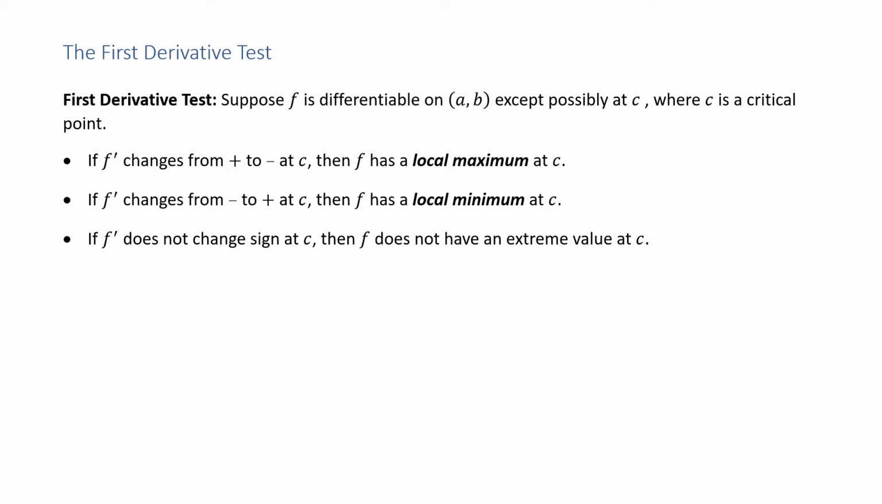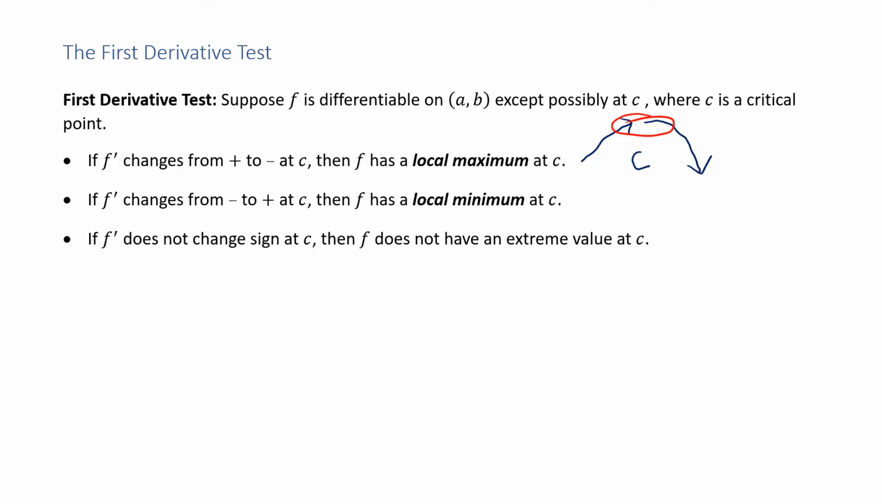Graphically, if f prime, which is the derivative, is positive, then the graph rises to c, and then negative means it falls from c. So that would tell you that the point c is a local maximum.